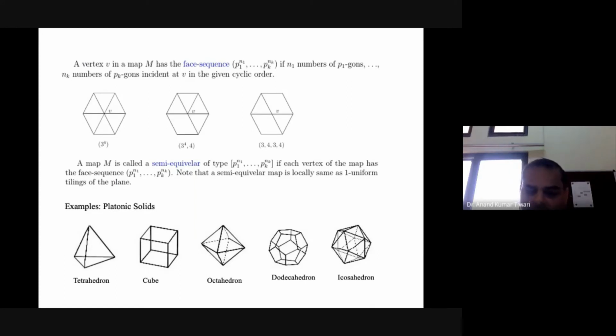Now we are going to define a generalization of uniform tilings, and we name that a semi-equivalent map. For that, we define a face sequence: a face sequence at a vertex in a map.